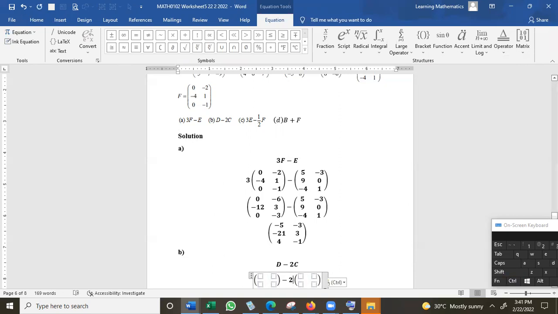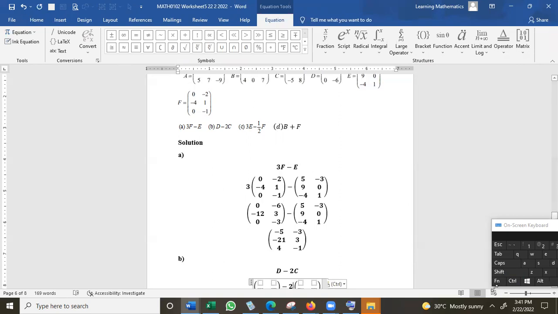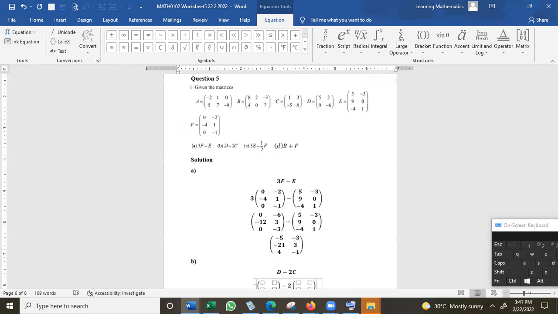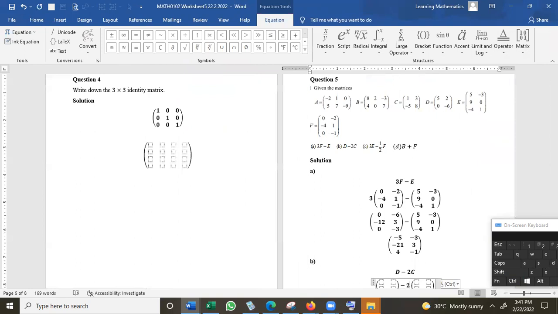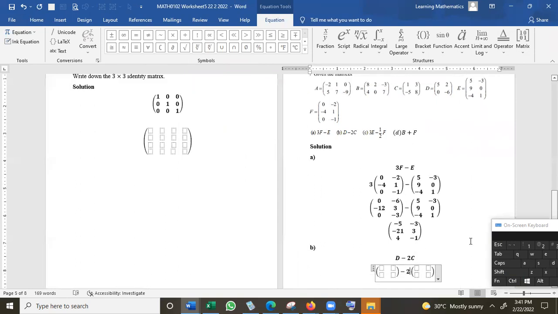So D now, let's minimize that a little bit. Hope it's not too small. I'll widen it after. D is 5, 2, 0, negative 6. Minus 2C. C is 1, 3, negative 5, and 8.